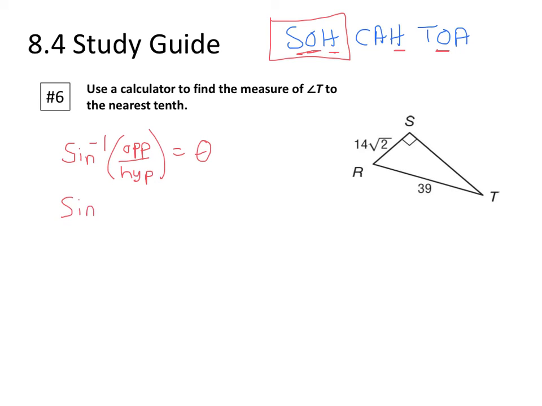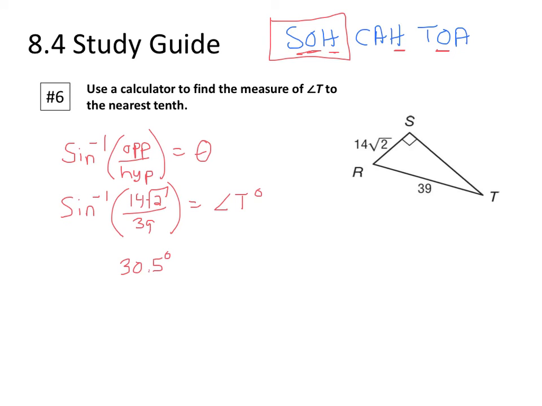So the inverse sine of the opposite, 14 square roots of 2, divided by 39, is going to give us that angle T in degrees. And at this point, we do need to use the calculator. Remember that 14 square roots of 2, 14 is multiplying the square root of 2. So you're going to go ahead and do that. We're going to take the square root of 2, and we're going to multiply that by 14 and divide that by 39. And at that point, we're going to take the inverse sine. And I get 30.5 degrees for angle T.